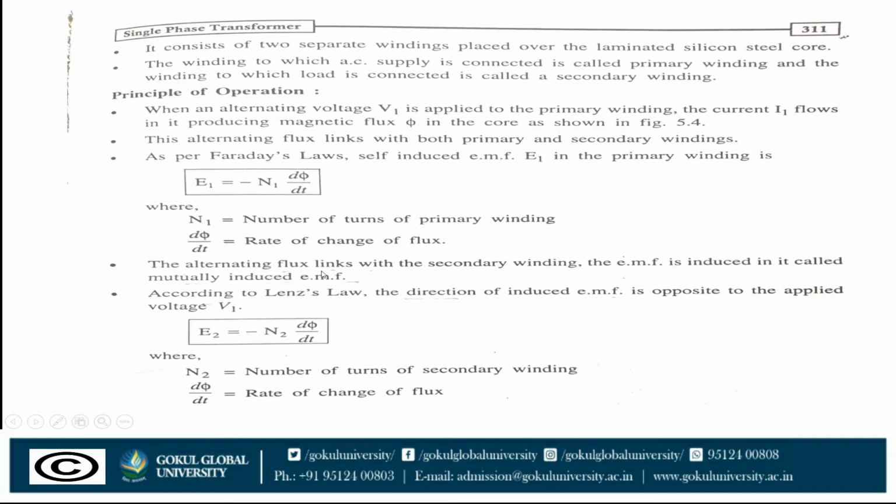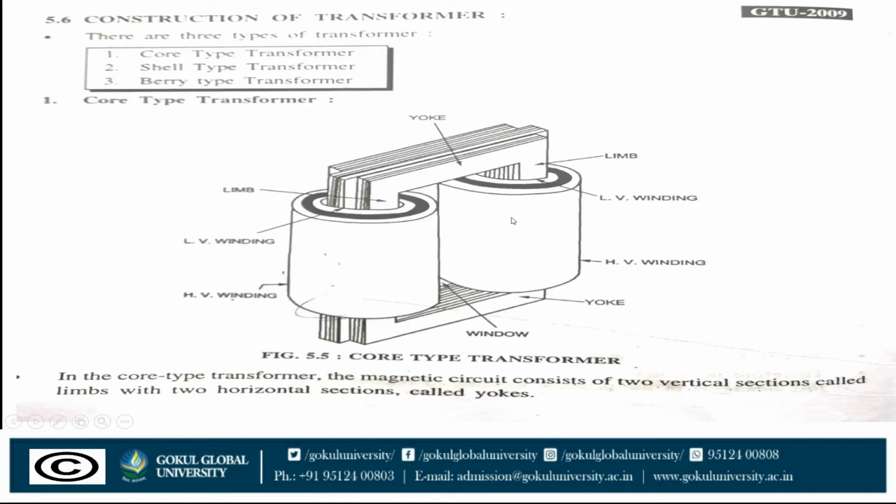Now the alternating flux also links with the secondary winding through the laminated transformer core. So an EMF is induced in it, called the mutually induced EMF. According to Lenz's law, the direction of induced EMF is opposite to the applied voltage V1. That's why E2 equals minus N2 into d phi by dt, where N2 is the number of turns of the secondary winding and d phi by dt is the rate of change of flux.